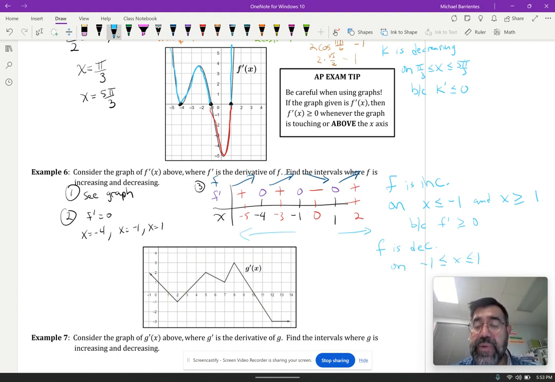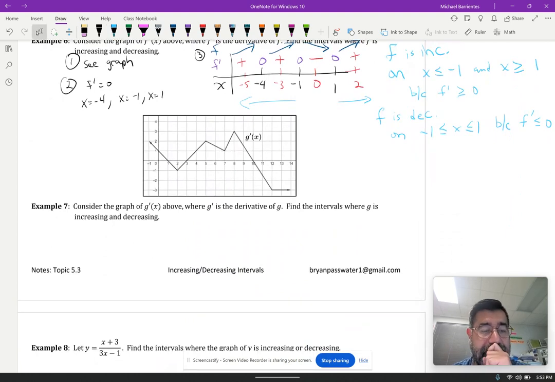And so I'll write it this way. And I know that because f prime is less than or equal to 0, or negative and 0, at those points on those intervals. And that's it. That's all we have to do.